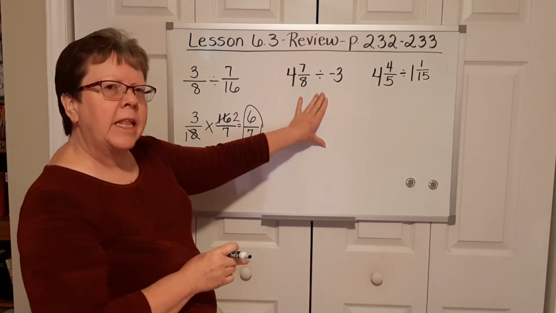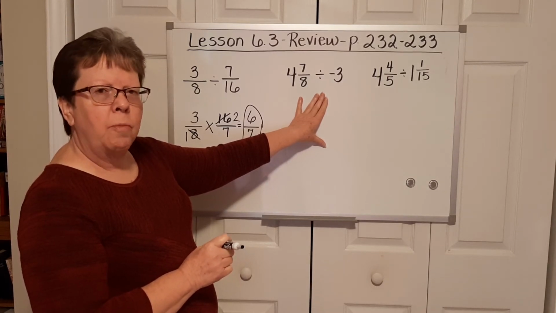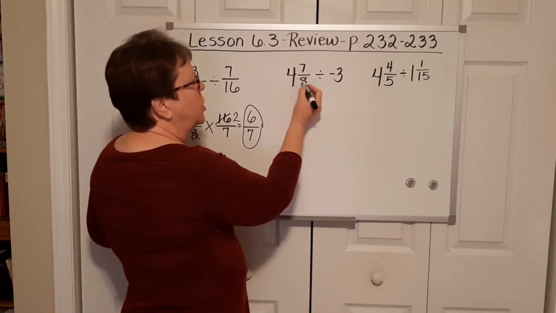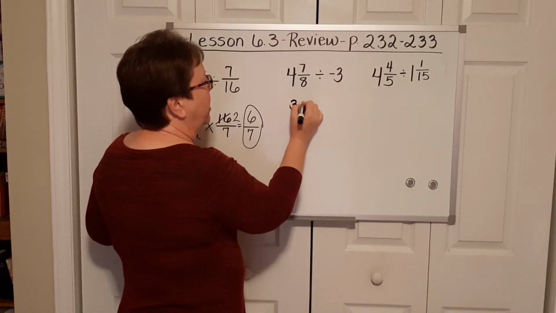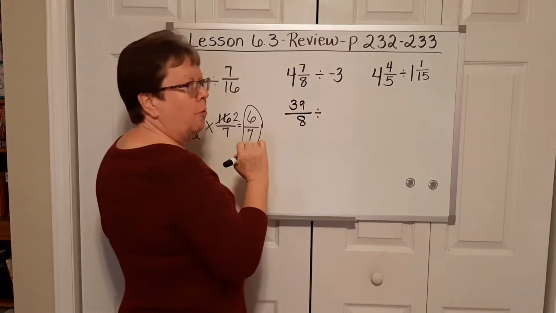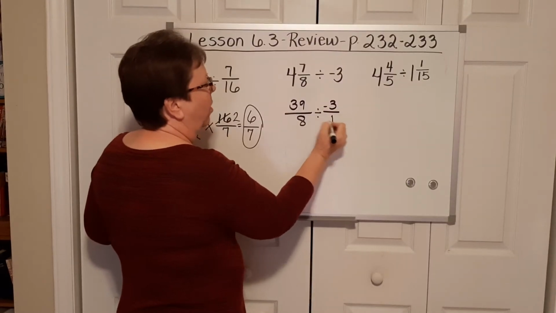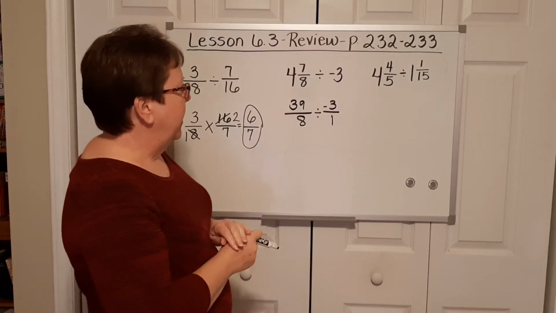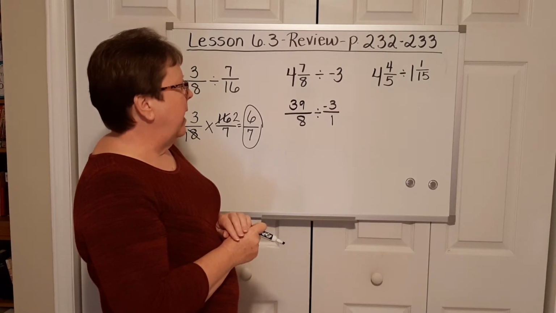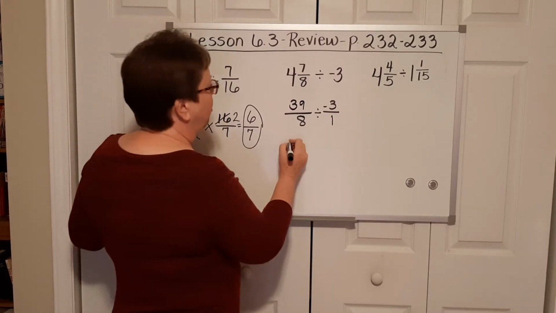Here we have to get these in the form of improper fractions before we can do the problem. So 4 times 8 is 32 plus 7 would be 39/8. Keeping it a division problem right now. And then we have a -3/1. Okay? Now, all right, now let's change it to our multiplication problem.